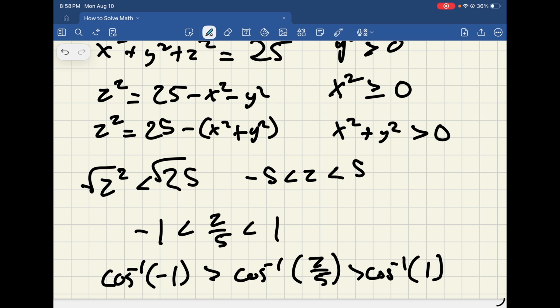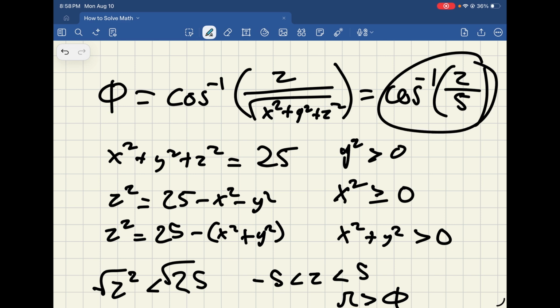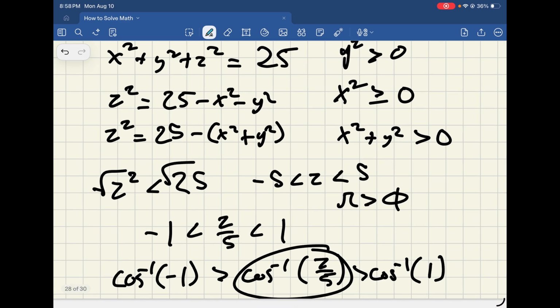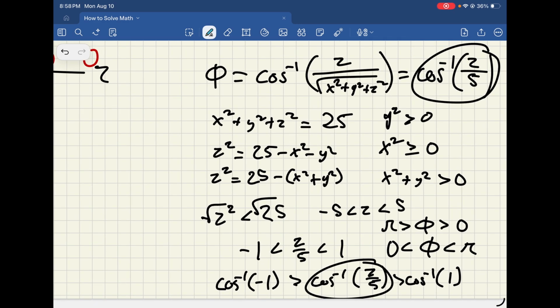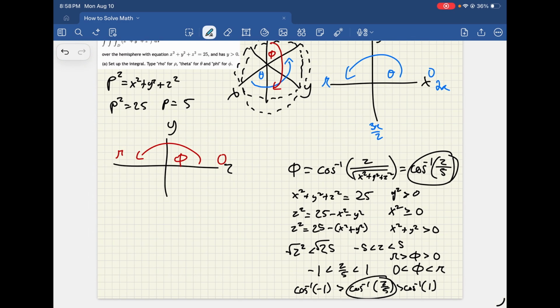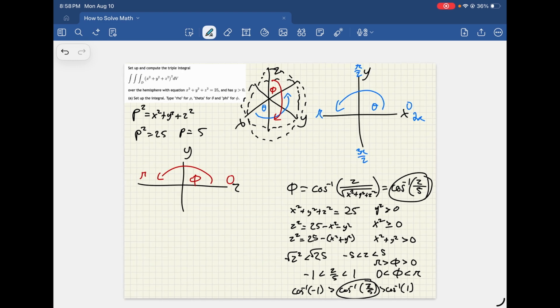this gives us that pi is greater than phi, and recognize that this is just this up here, which is greater than 0. And rewriting this in standard format will be 0 is less than phi, which is less than pi. And that sounded like 5, but I said phi. Yeah, that's just another way to solve for your boundaries.